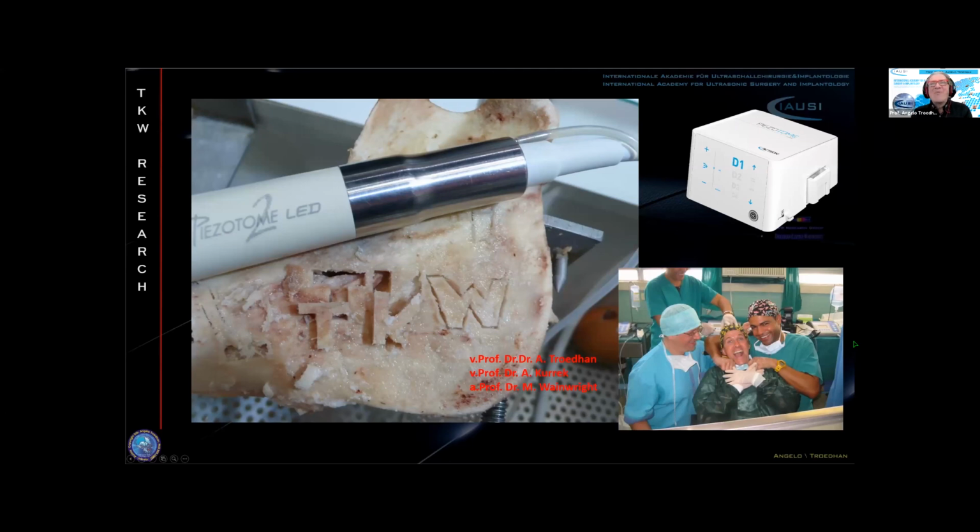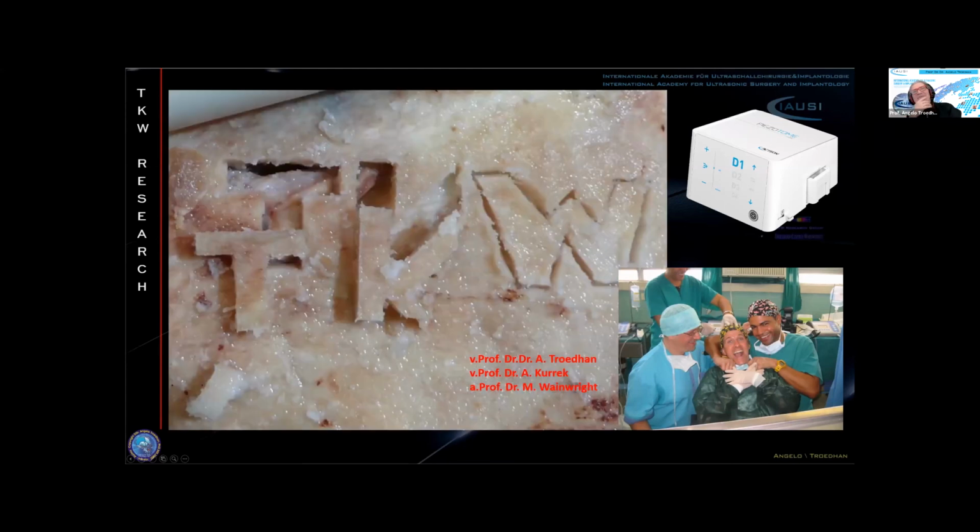And when you like this webinar, I also want to take home just the impression of what you can do with piezotomes. Try to just cut out the initials of your name. Of course, in Thailand, it's going to be even more difficult with rotary instruments. It's impossible. Here you can see Tröthan, Kurik, Wainwright. We cut out our initials from a bone. This was a pig's bone. And this you can do with rotary instruments. And I want you to keep this picture in mind.